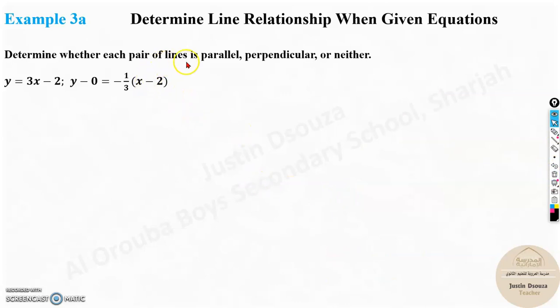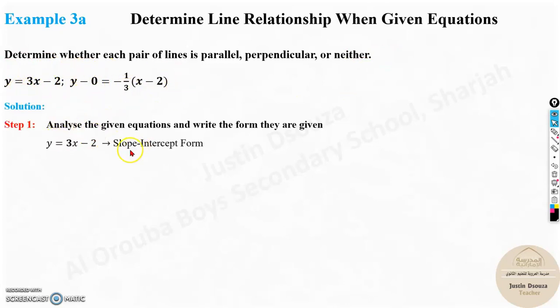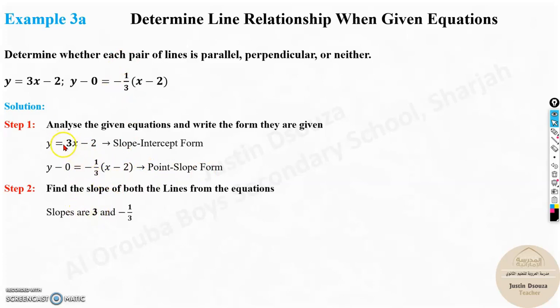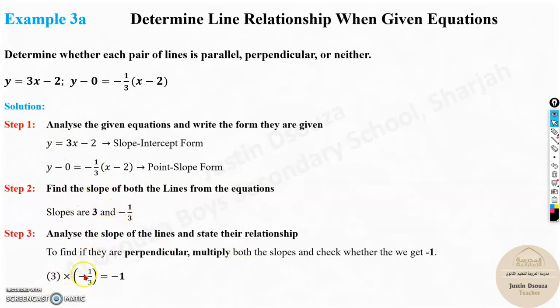Determine whether each pair of lines is parallel, perpendicular, or neither. Now over here you have the slope intercept form and the point slope form. So we need to analyze the given functions. This is the slope intercept and this is the point slope. From this we can easily extract the slope. See, the slope over here is 3 and over here is minus 1 by 3. So they're not the same, so multiply them. Just multiply them, and what is the answer you're getting? It's minus 1. So they're perpendicular. If you multiply the two slopes and you get negative 1, it is perpendicular.